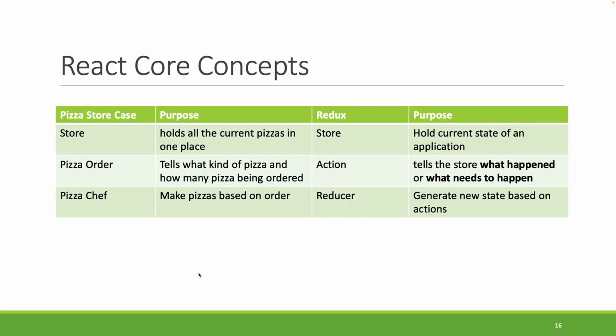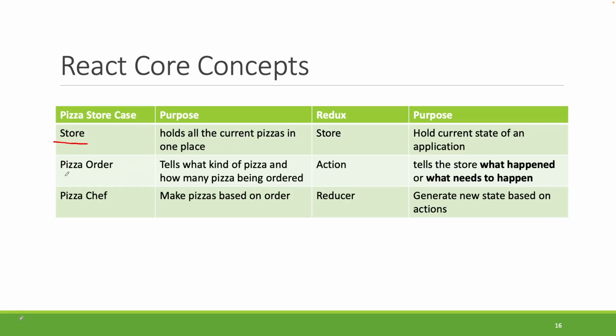The place I live has a store called Pizza Ranch. In this pizza store, we can order pizza and the pizza chef can make a pizza. So let's take a look at the core concepts using the pizza store case. First, we have a store. The store will hold all the current pizzas in one place, which means all the available pizzas in the store, right?